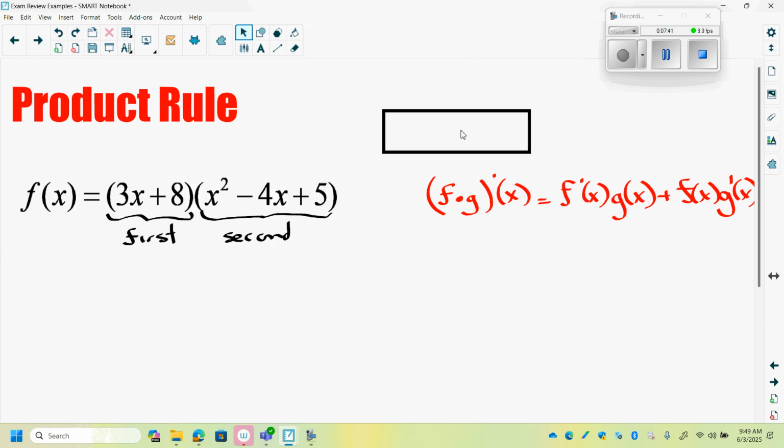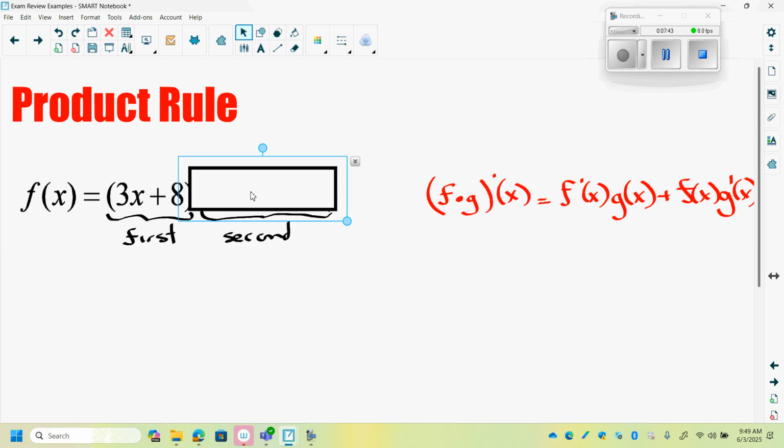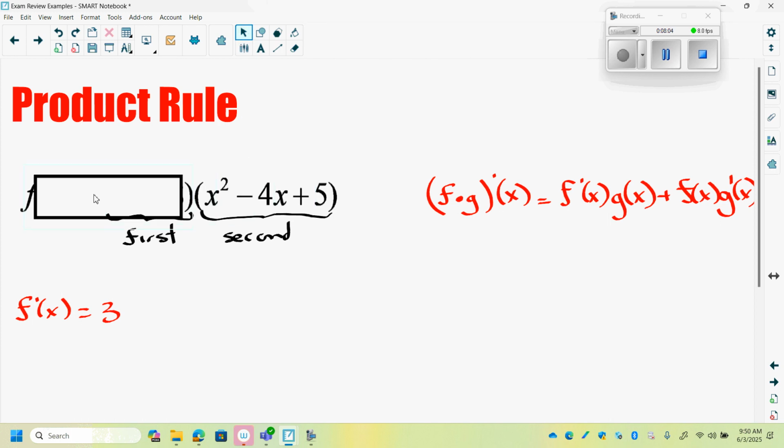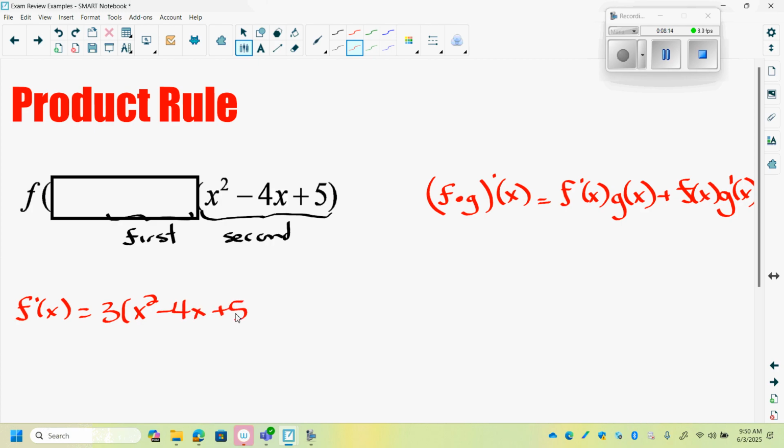So, let's block out the second. I will write f prime x equals, what would the derivative of this first function be? 3. Okay, I'm not going to write 3x to the 0 plus 0. It's just 3, right? That's the derivative of the first. Now I just multiply it by the second: x squared minus 4x plus 5. I literally write that down.